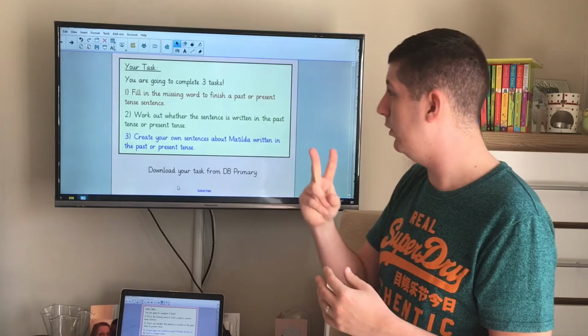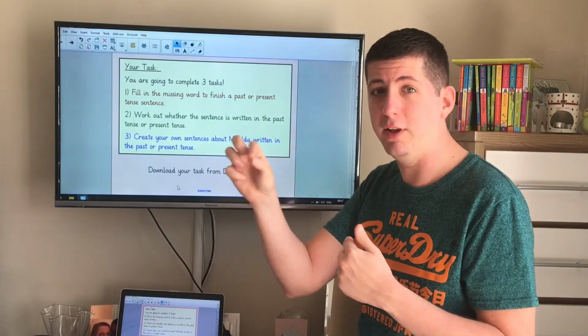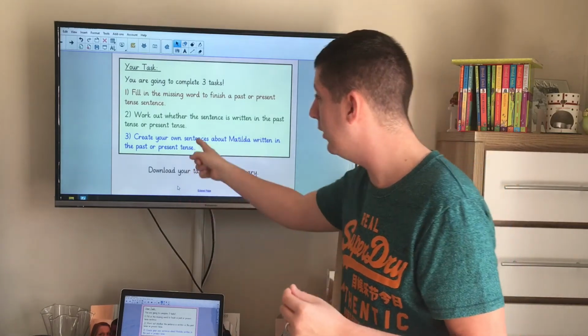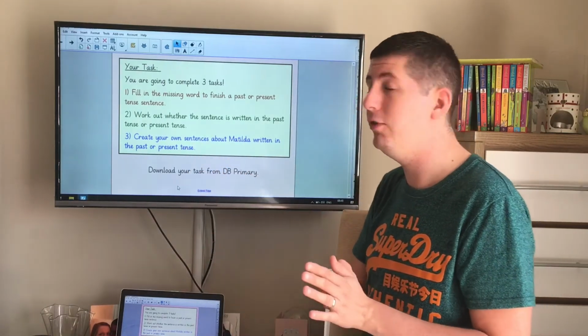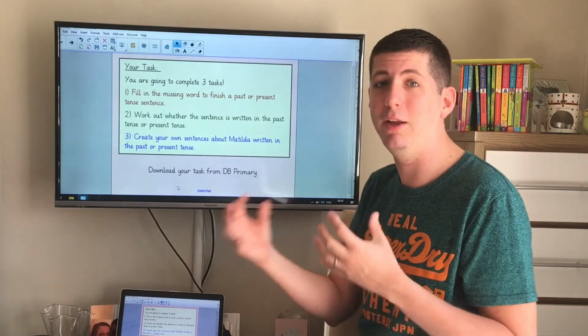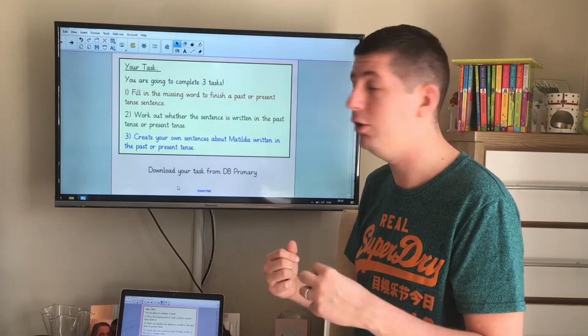The second task, I want you to work out whether the sentence has been written in the past or the present tense. So you'll read some sentences and work out, is it in the past or is it in the present? And finally, I'd like you to create your own sentences about Matilda written in the past tense or written in the present tense to show that you understand how to make one of those sentences. When you finish that, come back to this video and we'll do the open and next steps.